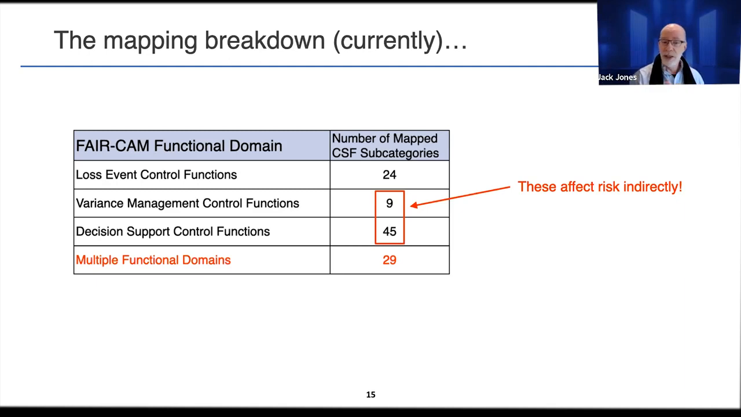Which controls are those affecting? Which loss event controls are affected by these variance management and decision support controls, and in what way, and to what degree? That's the great thing about this: FAIR-CAM provides the answer to analytically applying those measurements through the system, if you will. But we have to get clarity not only on those multiple functional domains, those subcategories that map across multiple domains, but we also have to get a handle on scoring, which I'll get into in a minute.